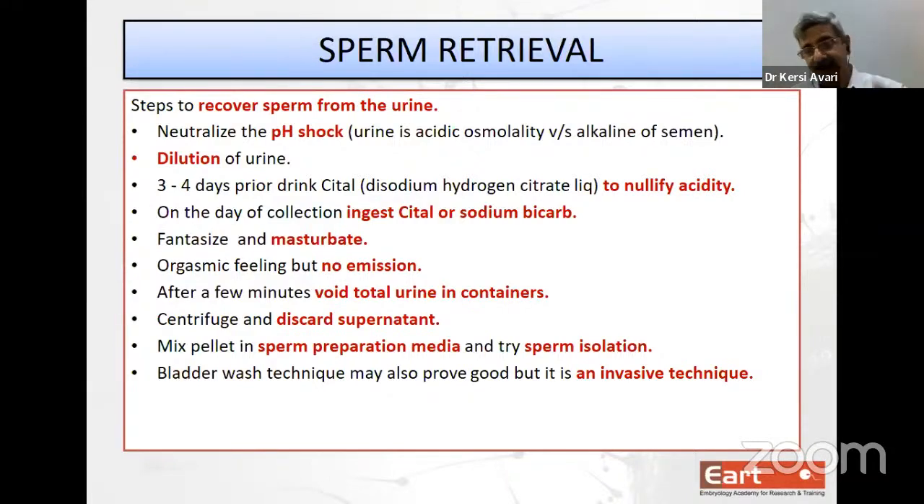So you have to filter the sperm from the urine. You have to centrifuge it, check the pellet. But ICSI is only done because the sperm have lost the tendency or the motility. And ultimately from those selected ones, you do the procedure of your ICSI.